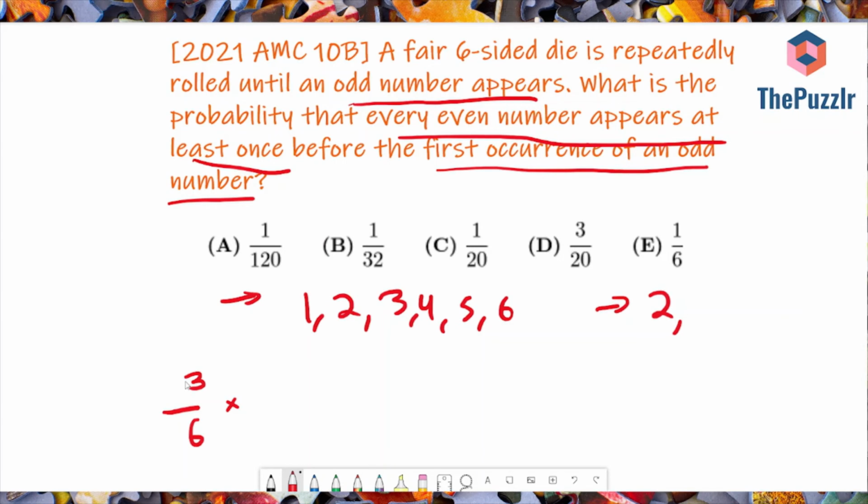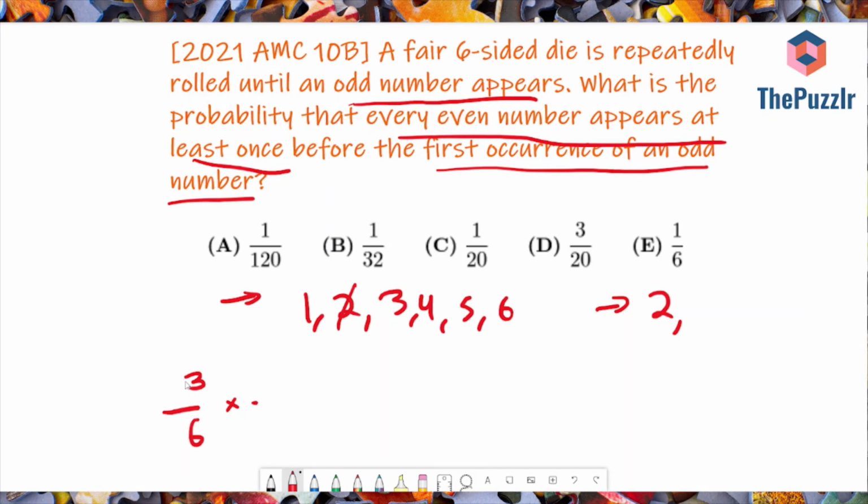Now, for the second number, we've already picked a 2. So if we roll a 2 again, it doesn't change the number of even numbers that we have, and it's not an odd number. So it basically means nothing. If we roll a 2, it's just a reroll. We're going to roll again and see what we get.